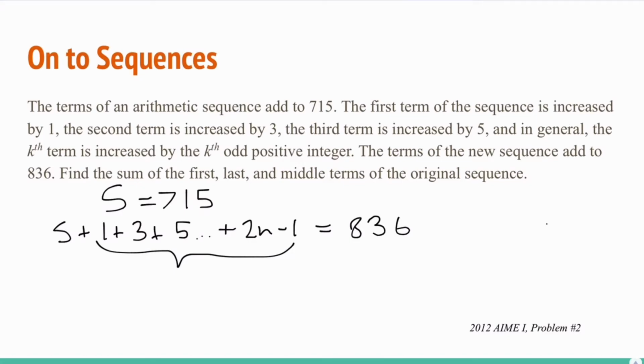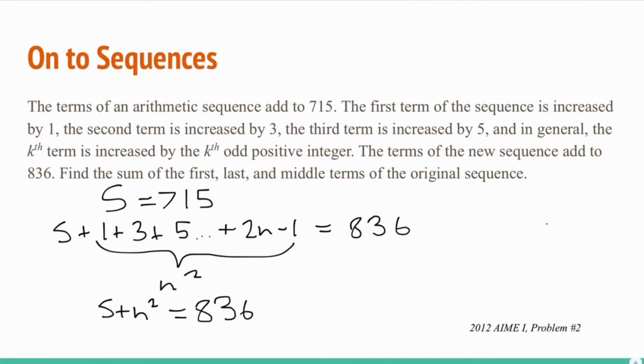If you add the sequence, you'll find that it actually equals n squared, and we can prove it in the following way. The arithmetic series formula is the first term plus the last term divided by 2 times the number of terms. And in this case, this equals 2n divided by 2 times n, which is equal to n squared. So this simplifies as s plus n squared equals 836.